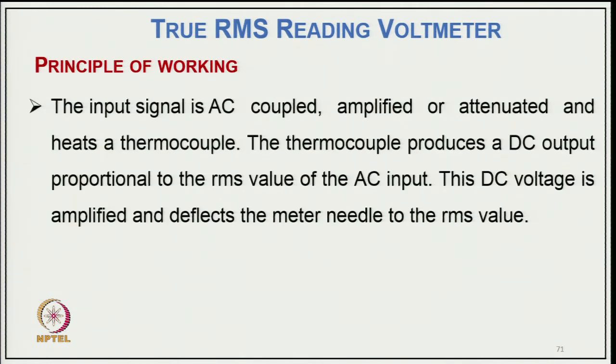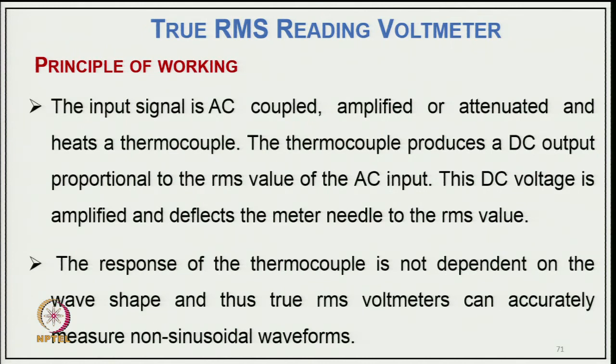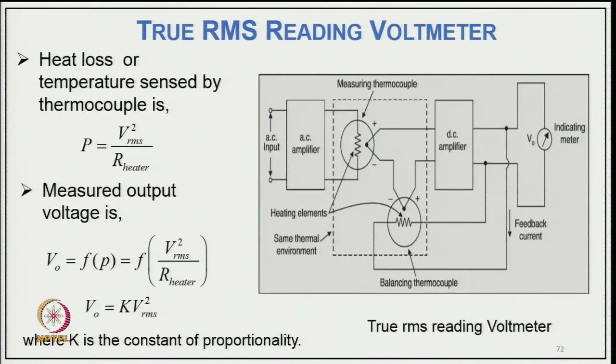The principle of working is that the input signal is AC coupled, amplified and attenuated, and heats up a thermocouple. The thermocouple produces a DC output proportional to the RMS value of the AC input, and this DC voltage is then amplified and deflects the meter needle to the RMS value. The response of the thermocouple is not dependent on the wave shape, and thus the true RMS voltmeter can accurately measure non-sinusoidal waveforms.